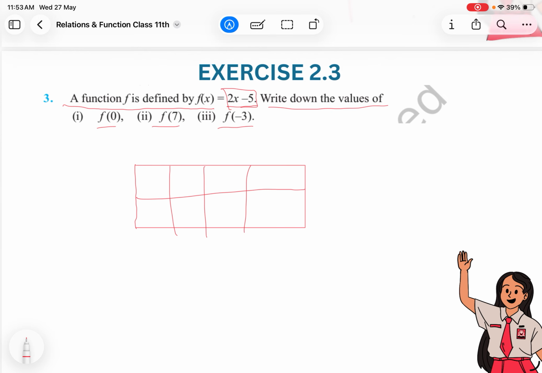This is x and this is y. Okay, so it's saying that the condition of f(x) is 2x minus 5. Suppose we put in any value here, for example 0, 7 and minus 3. So what will we get? If x is 0, then 0 minus 5 equals minus 5. Then for 7, 14 minus 5 is 9. You try on your own what the answer will be for minus 3.